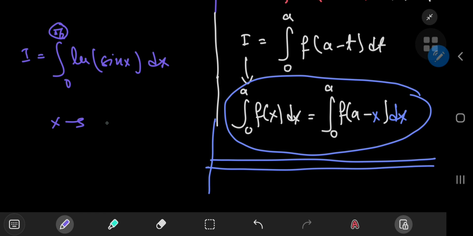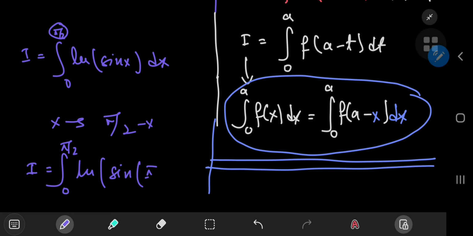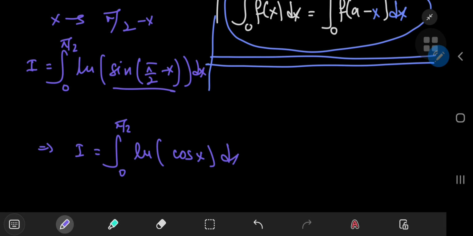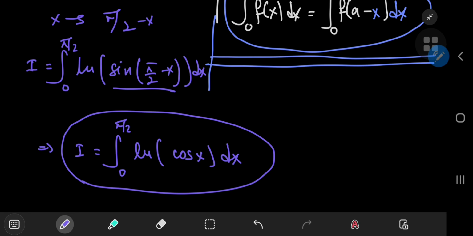So going from x to pi by 2 minus x, we find that I should be equal to the integral from 0 to pi by 2 of the natural log of sine of, now all you have to do is replace x by pi by 2 minus x. And we know what sine of pi by 2 minus x is, right? We know that this is the cosine of x. So we now have the natural log of the cosine of x that we're integrating from 0 to pi by 2. And this is actually the second log-trig integral that I wrote out.